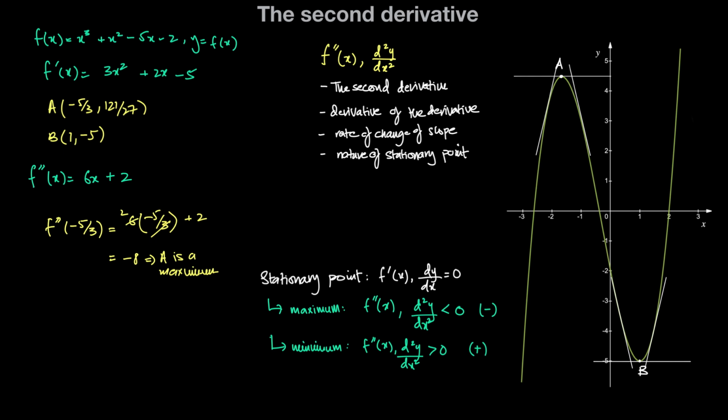On the other hand, if we evaluate the second derivative at the point B, that is going to be f double prime of 1. We're going to evaluate it when x is equal to 1, since that's the x coordinate of B. And 6x plus 2 is simply 6 times 1 plus 2 at the point B. So that would be positive 8. And since the second derivative is positive at this stationary point, we can say that this stationary point is a minimum point. So this implies over here that B is a minimum point. So that's how we use the second derivative.